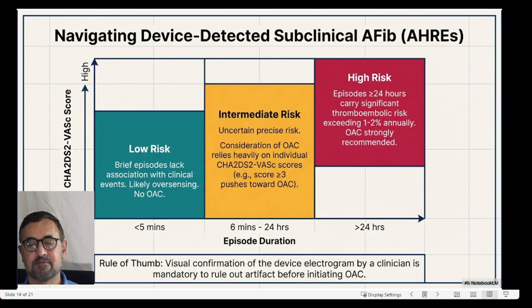What about device-detected AFib or atrial high rate episodes? Subclinical AFib can be detected by devices. Short episodes less than 5 minutes are low risk. Intermediate duration episodes require an individualized assessment. Episodes longer than 24 hours significantly increase stroke risk and warrant anticoagulation. Importantly, all device detections must be visually confirmed before treatment decisions. Also, it should be noted that the stroke risk reduction in device detected AFib is not as great as that in clinical AFib.